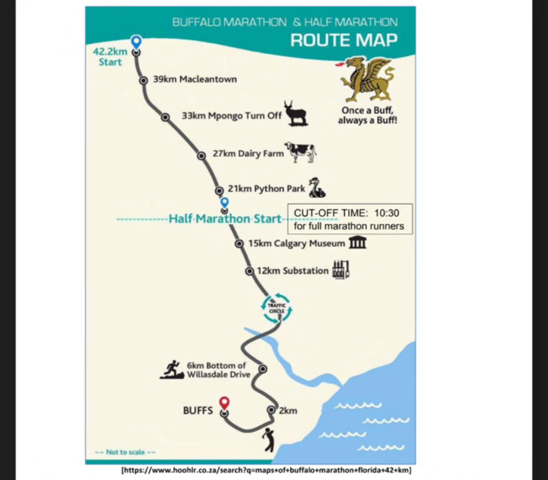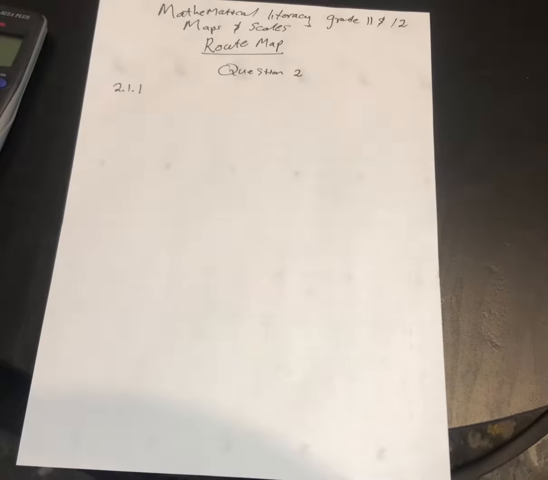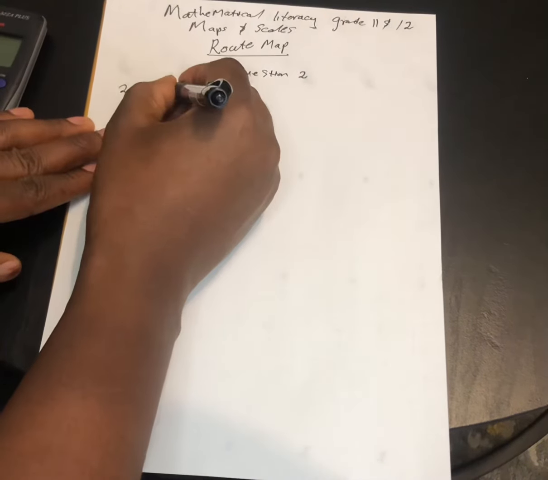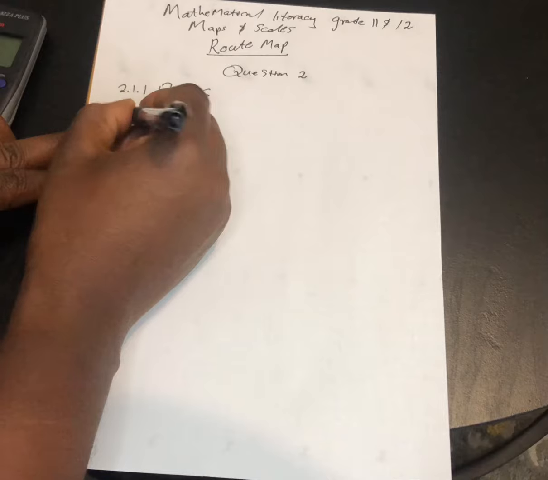So let's look at the first question. It says that Mpho and his colleagues decided to participate in a Buffalo Marathon. The route map of the marathon is indicated in Annexure B. That's what we're studying. Study the map and answer the following question. The first question says: write down where the Buffalo Marathon ends. We discussed this. We said it ends at the Buffs.